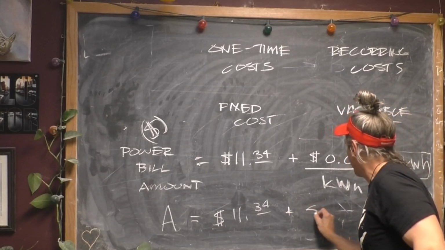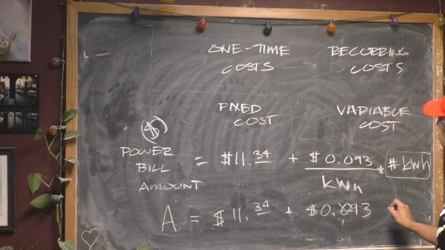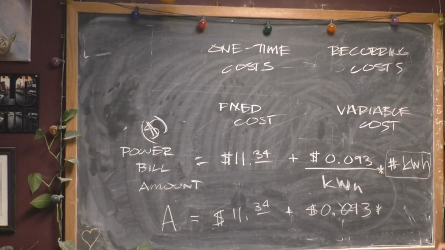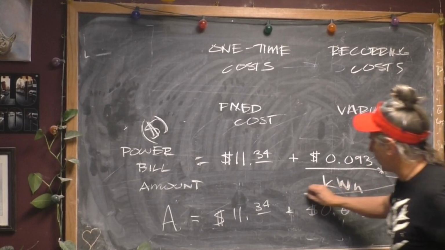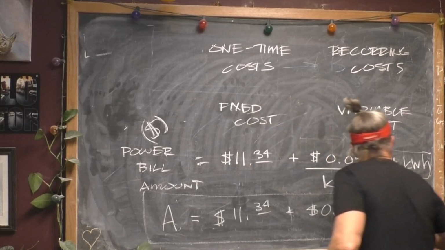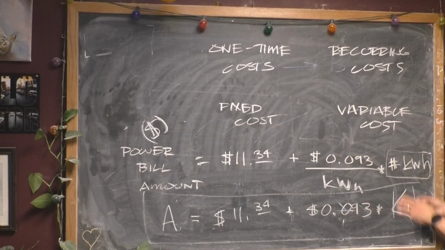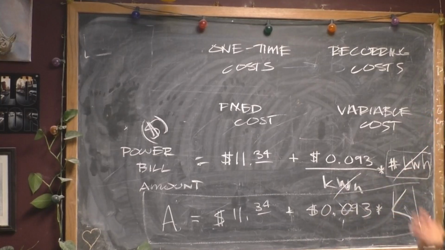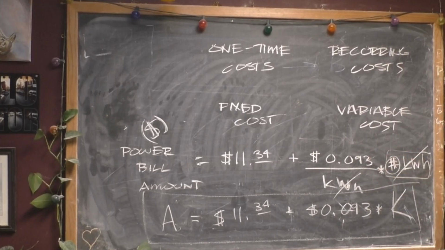It's going to be 9.3 cents times how many kilowatt hours. Let's call that K for kilowatt hours. I think that's a pretty good equation. This is implied to be per hour because you're multiplying it by hours, and that cancels off the kilowatt hours, and you're left with just the number of hours times the 0.093. Okay, there we go. That's that.